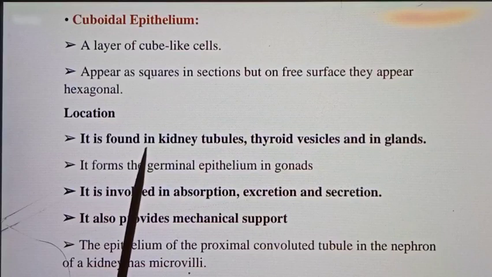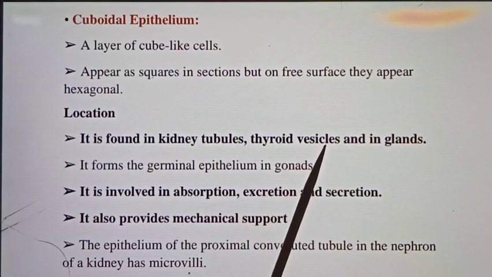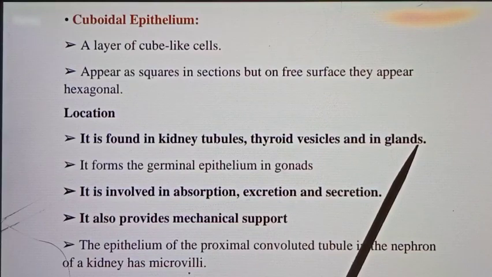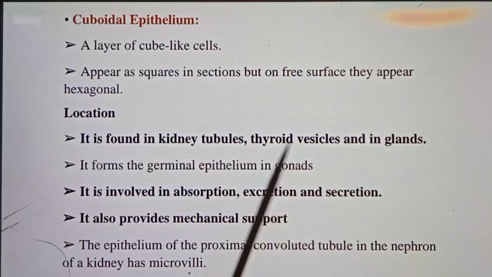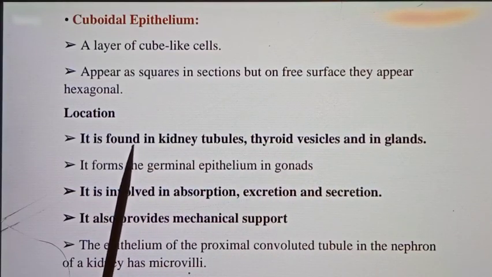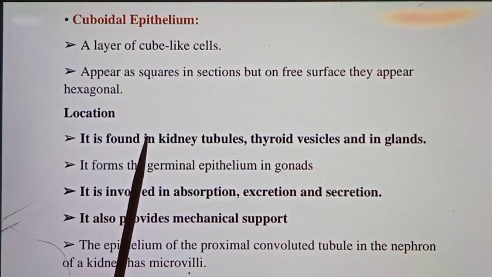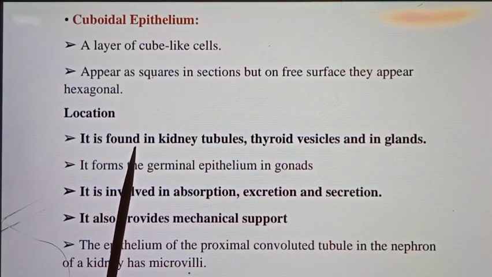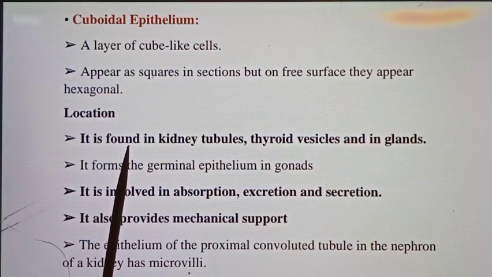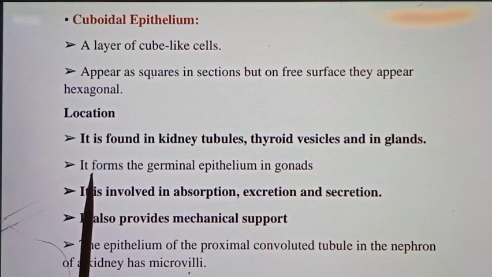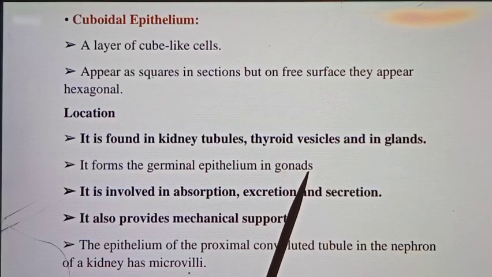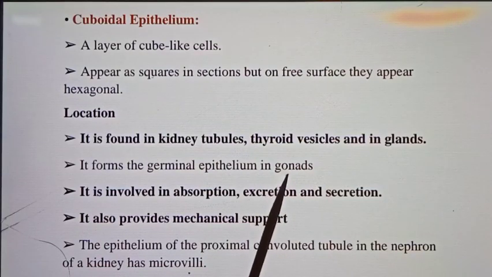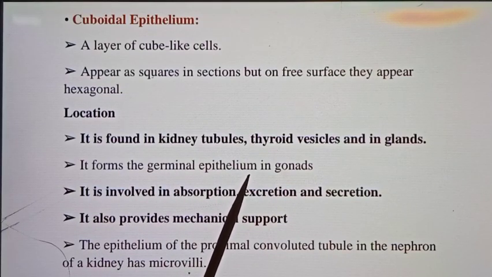It is found in the kidney tubules, thyroid vesicles and glands. The gland also contains the same cuboidal epithelium, and thyroid vesicles also contain it. Mostly these epithelial tissues form the lining of the organs, the outer lining as well as the inner lining if the organ is hollow. In the gonads, it forms the germinal epithelium. The gonads means the sex organs. Like the testis, which is a male gonad, it also forms the germinal epithelium.